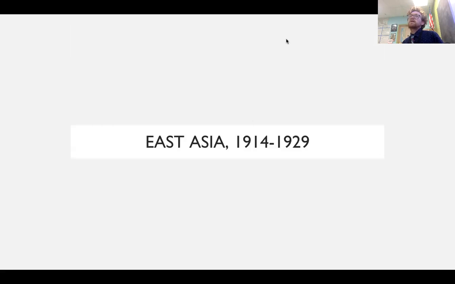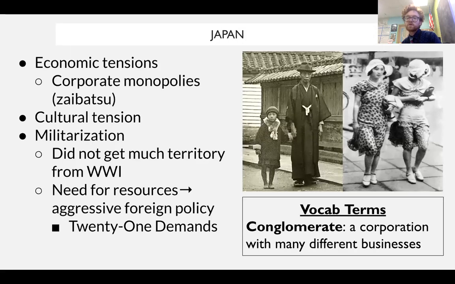So let's first look at East Asia. Let's first look at events going on in China and Japan. We're going to focus first with Japan. But what's going on in Japan? Japan essentially is going to see this industrialization continue. We are going to see economic tensions emerging in Japan, largely as a result of rapid industrialization.